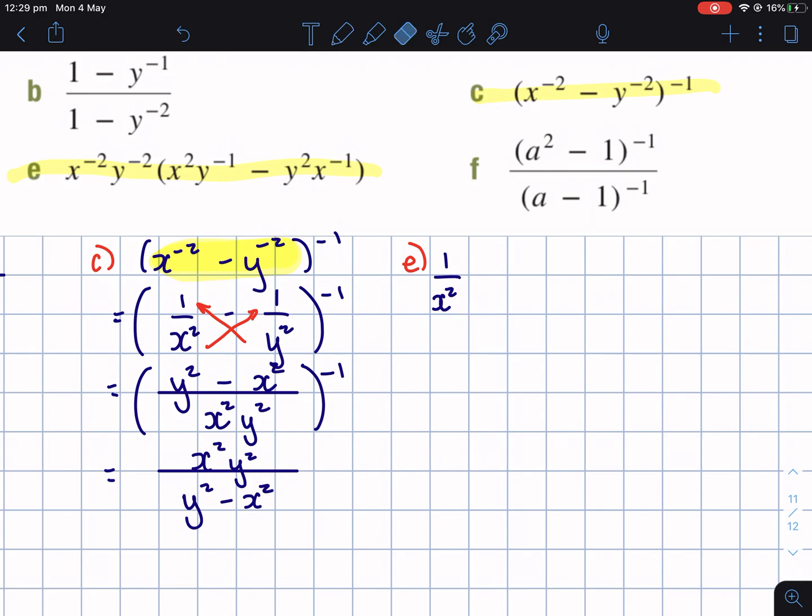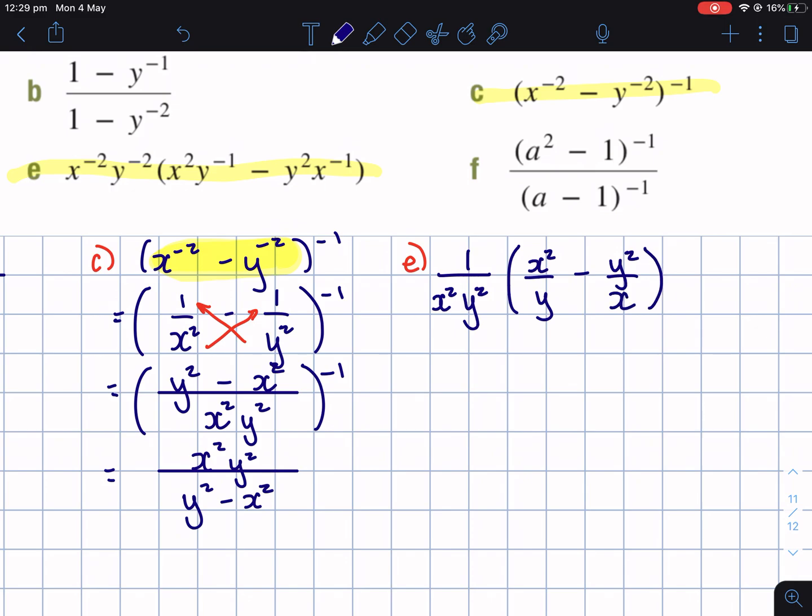Well, because it's 1 on x squared times 1 on y squared. So why have them as separate fractions when they're multiplied? Let's put them together. x squared y squared. There we go. Times, now this is x squared on y minus y squared on x.